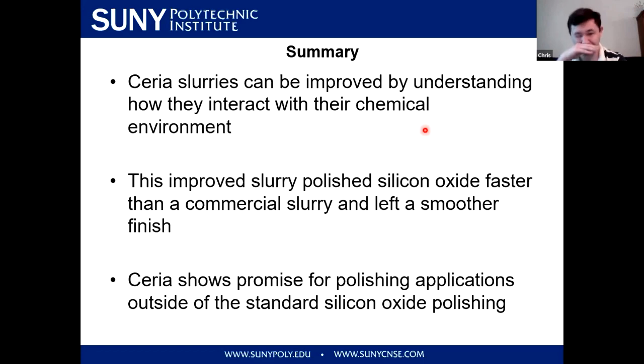So by understanding the chemical environment of ceria slurries, we can improve their removal characteristics. We've shown this through comparing it to a commercial slurry with silicon oxide. We've also shown promise for other polishing applications like copper, tungsten, and ruthenium.